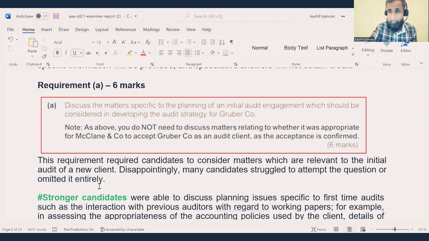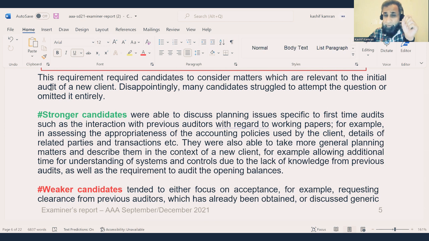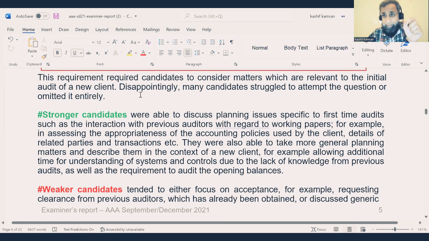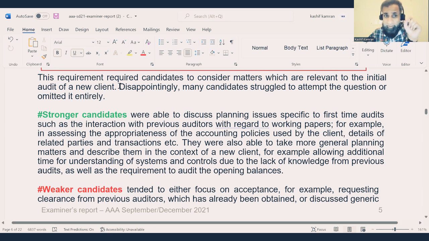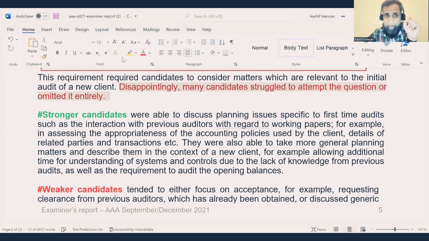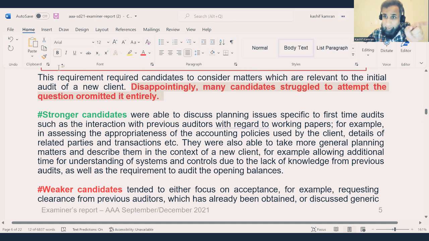Now look at what the examiner is telling you before we reach a conclusion. What is a good answer? The requirement required candidates to consider matters which are relevant to the initial audit of a new client. Disappointingly, many candidates struggled to attempt the question or omitted it entirely. Look at this wording of the examiner. Disappointingly, for a 6 marks requirement, many candidates struggle to attempt it.